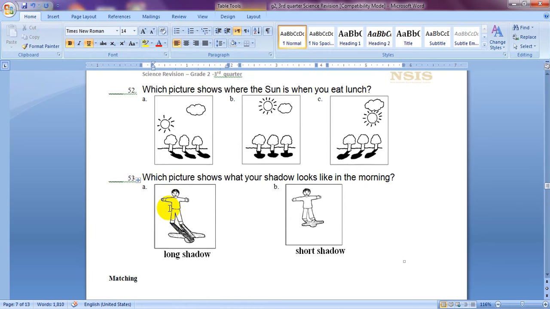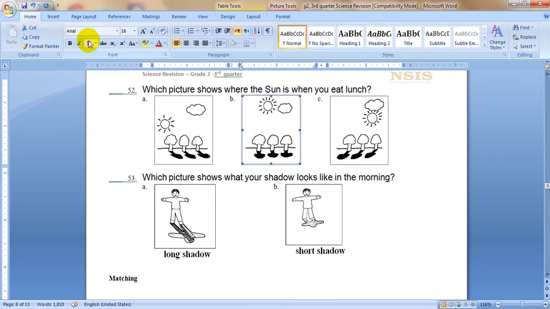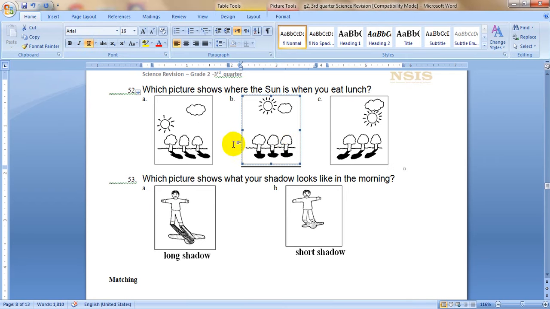Let's move to page number 8. Which picture shows where the sun is when you eat lunch? We have just said this time we call it noon. So the shadow will be short and in the middle. So it will be letter B.